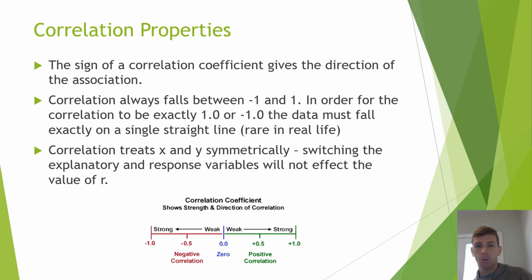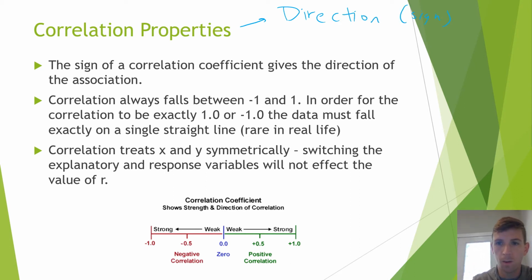All right, some properties of correlation: it always falls between -1 and 1. So it's a really nice, clean number in that way. And the sign, positive or negative, corresponds to the direction of the association. So this single number gives us information about both the direction based on its sign and the strength based on its magnitude, which is phenomenal.